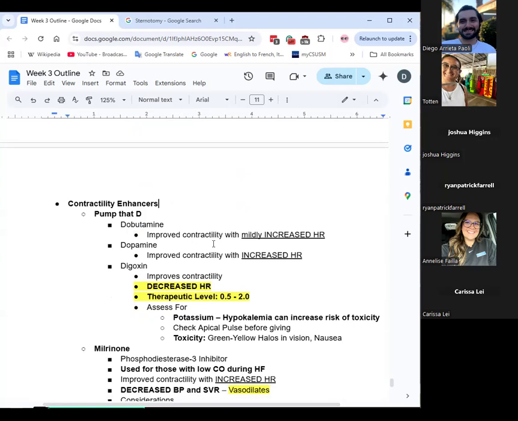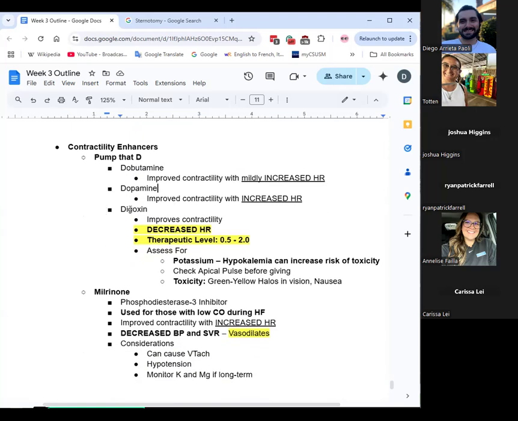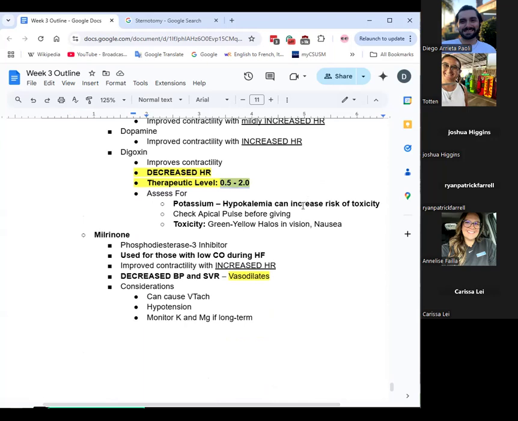The contractility enhancers. We already talked about dobutamine and dopamine, and then here's our digoxin again to increase our contractility. Watch out for that decreased heart rate. Here's that same level again, 0.5 to 2. Knowing that hypokalemia and digoxin have an inverse relationship to each other, so hypokalemia can cause an increased digoxin level. Always check your apical pulse before giving because this causes a decreased heart rate. And know your signs of toxicity.